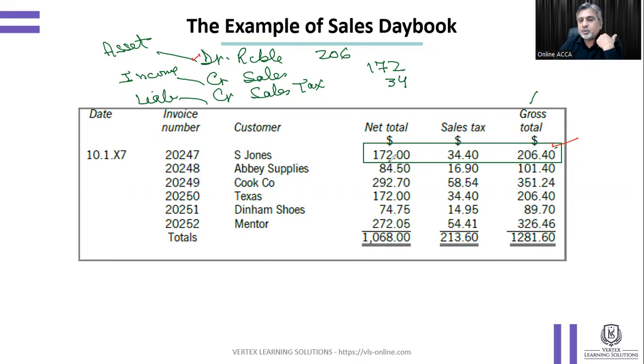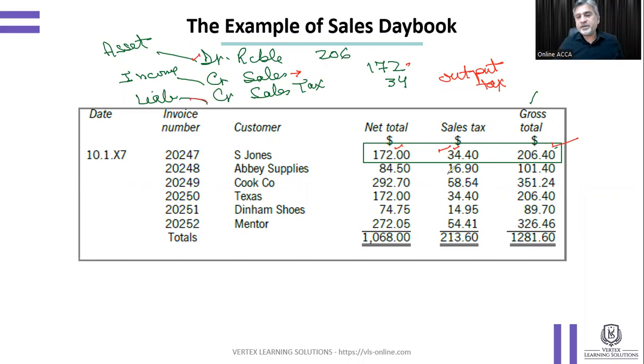Then net total, this is my income. 172 is my income, and increase in income is credit. And I put it into sales. So in sales, I will always show 172. In sales, you don't show 206. And then 34.60 is sales tax. It's a liability. It is actually called output tax. Output tax is the tax which you receive on your sales. So output tax is a liability. Increase in liability is credit.